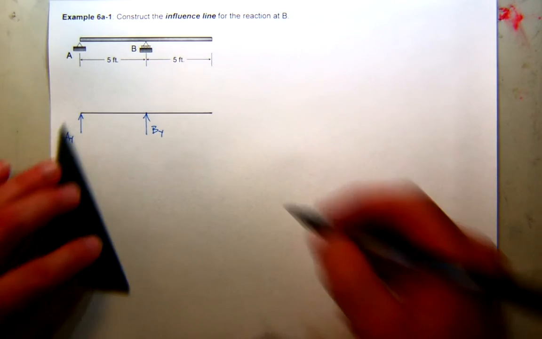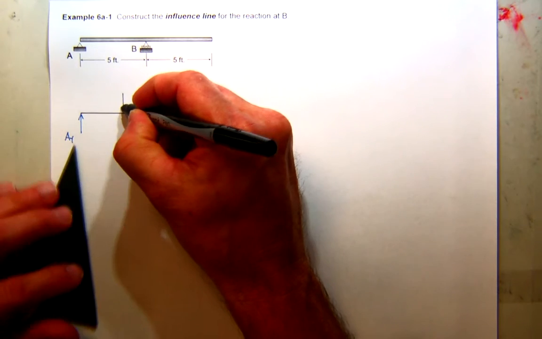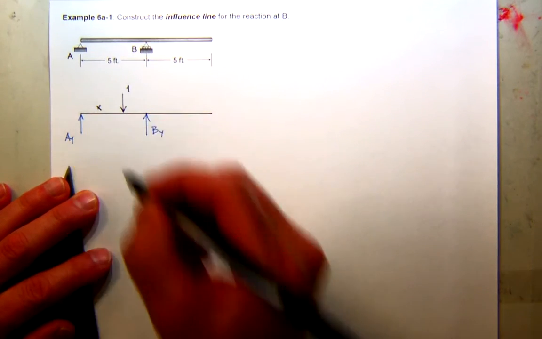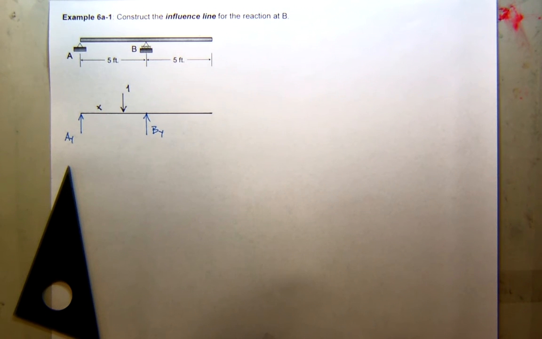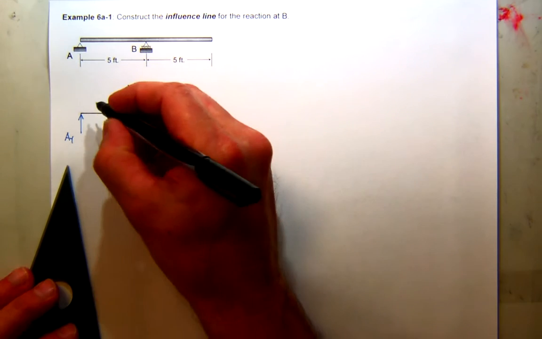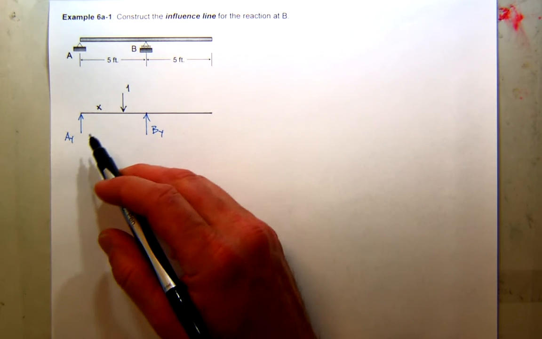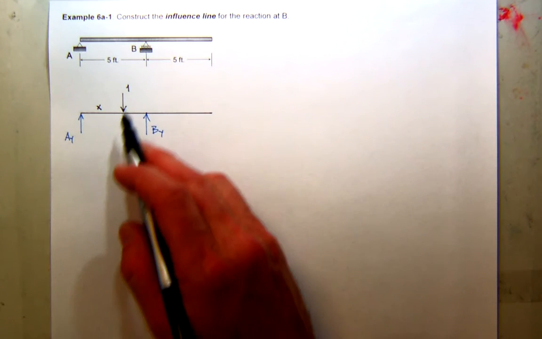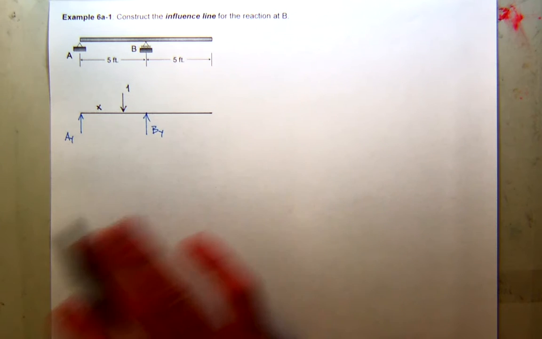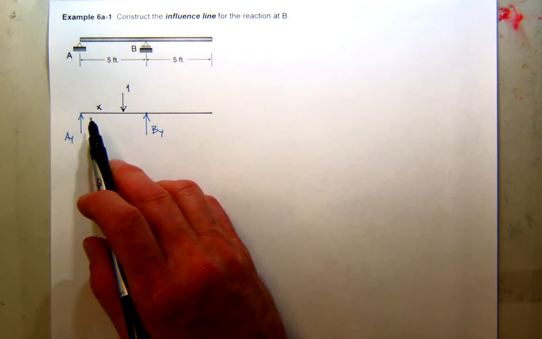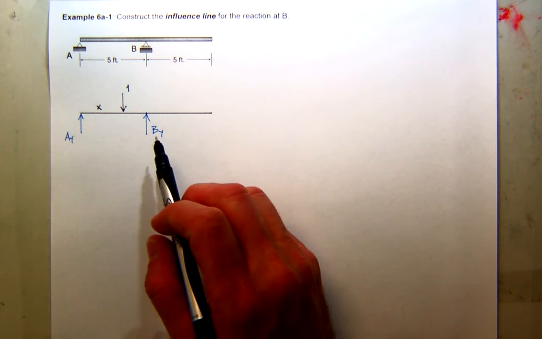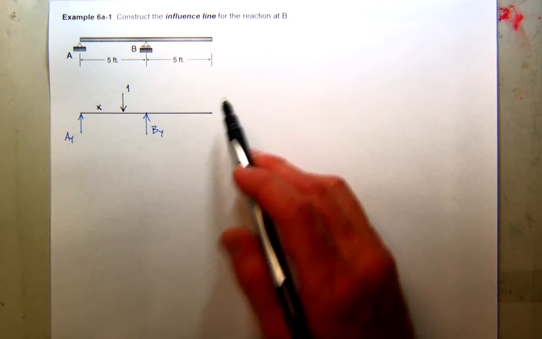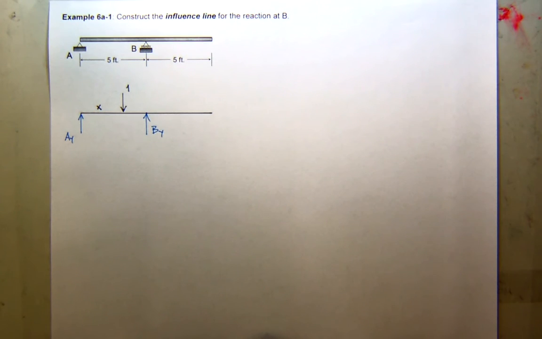And I'm going to have my unit load for my moving load, and I'm going to locate it at some distance x from the left edge. Now you might recall that in the past we've used this same idea to find how things vary across the beam by cutting the structure at a value x. We're not doing that anymore, right? We're leaving the structure intact. We're looking at a specific thing, the reaction at B, and now x tells us the position of the live load on the structure.